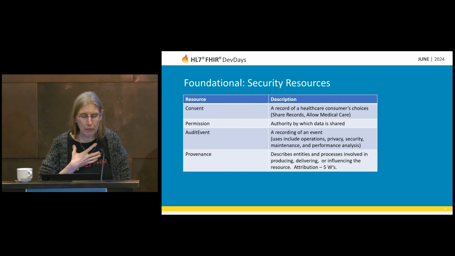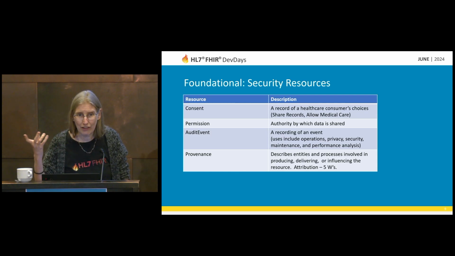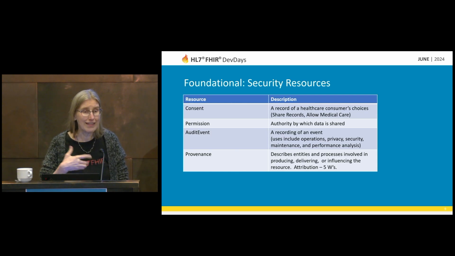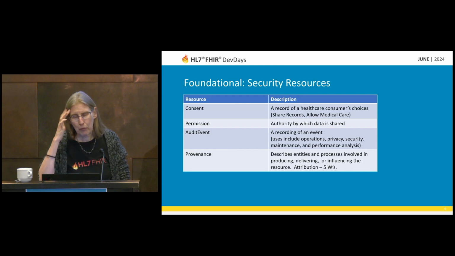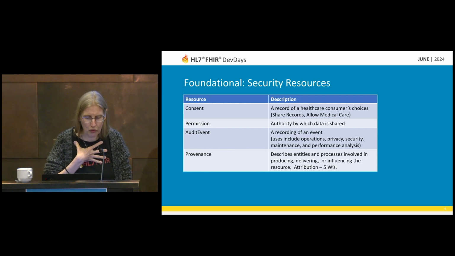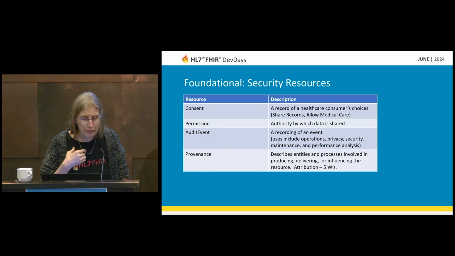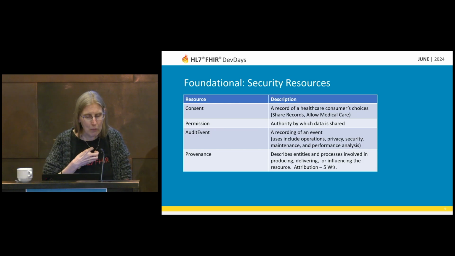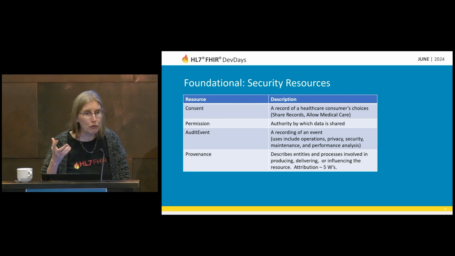And so the security-related resources in FHIR include consent. I think of that more as confidentiality and privacy. But this is a record of a patient's consent, what the patient wants to allow you to do. Permission, which is somewhat related. It more has to do with like regulations. Audit event, it's really important from a security perspective and privacy perspective to know what did people do, and can I get an audit trail of that?